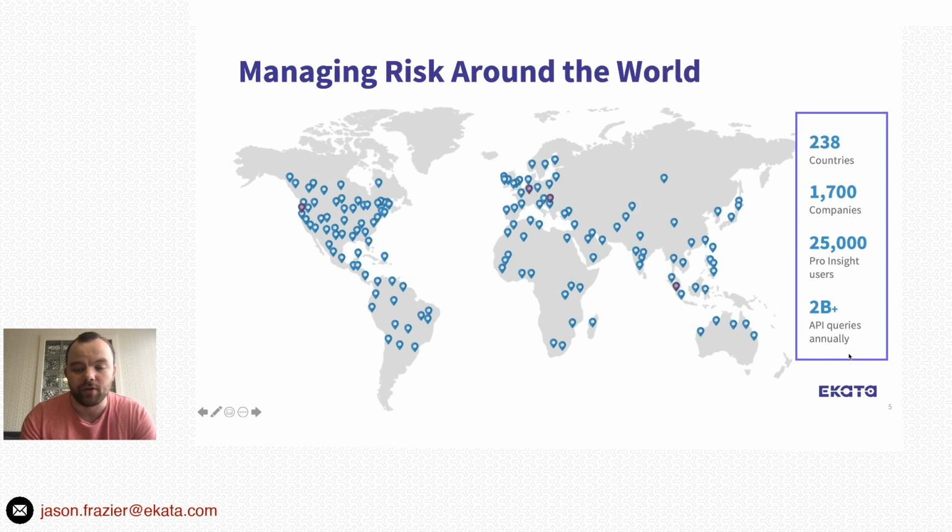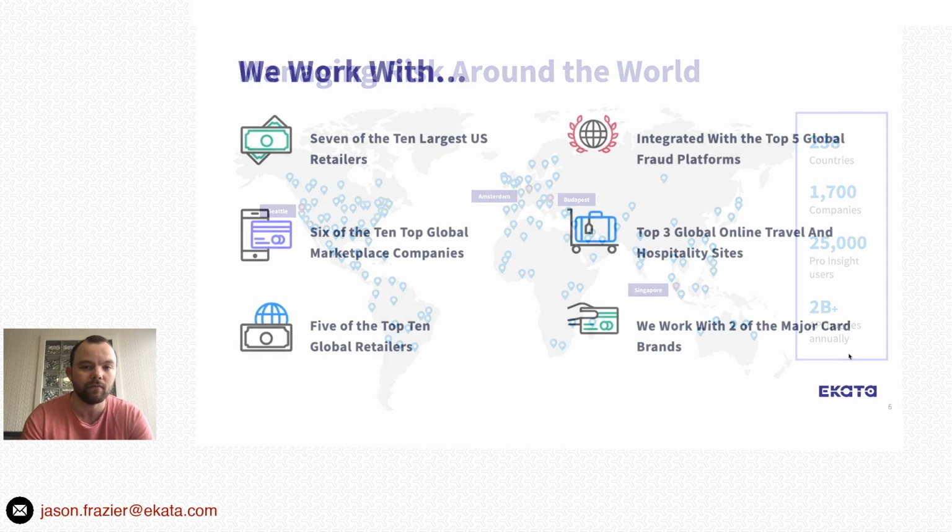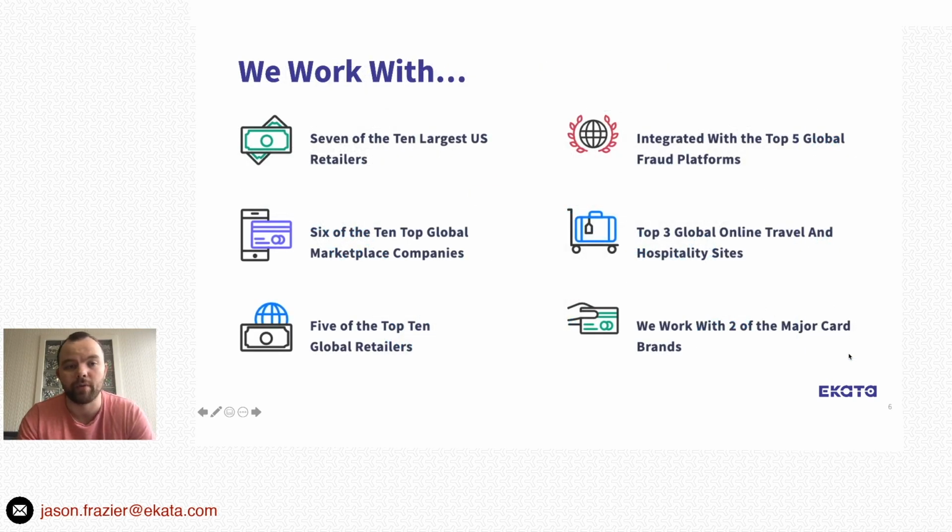So a little more history about us. We are a global company. We have 4 main offices: Seattle, Amsterdam, Budapest, and a newly opened office in Singapore. We have customers all across the globe with over 25,000 Pro Insight seats, and we see over 2 billion queries annually. Who do we work with? We work with various companies, such as retailers, marketplace companies, fraud platforms, travel and hospitality, as well as major credit brands.